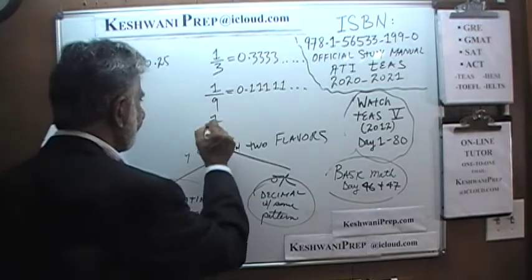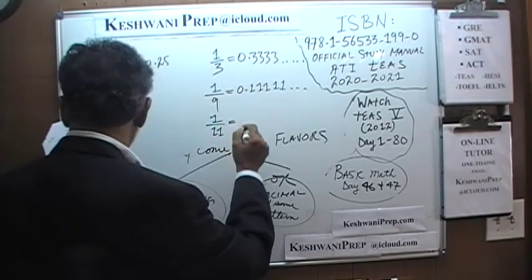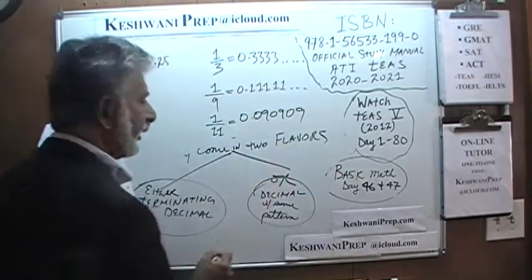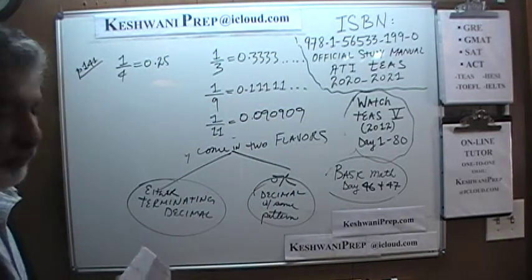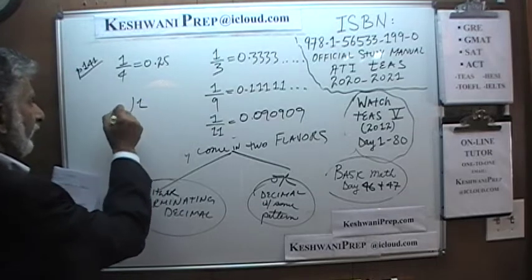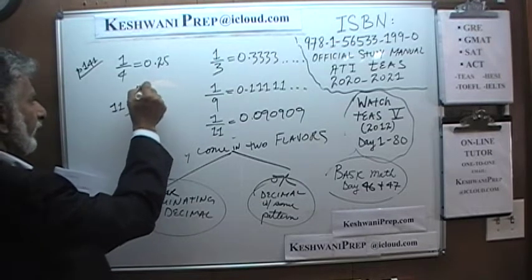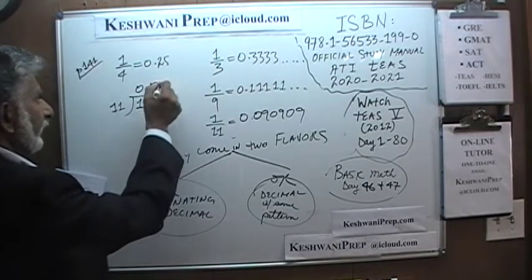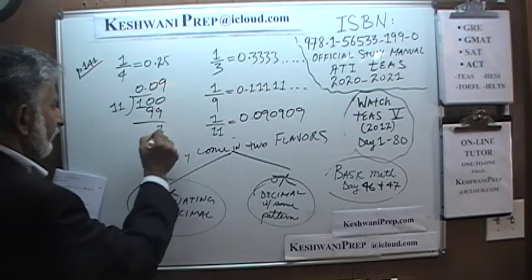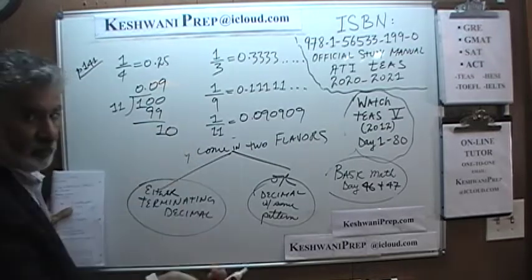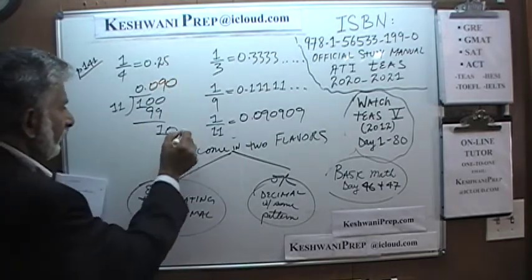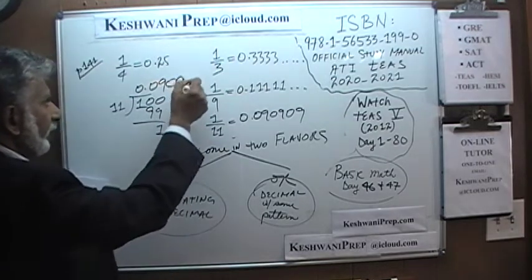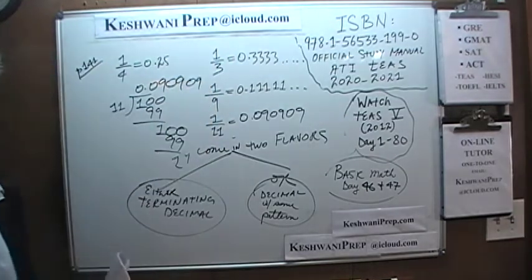Here's another example. 1/11. It would have a pattern, 09, 09, 09, forever and ever. If you were to divide 1 by 11, put a decimal, put a 0 there, we can't divide it. So you put another 0, it becomes 100. Then it goes 9 times 11 is 99, leaving a 1. You put a 0 there, it doesn't do anything. You put another 0, it becomes 100. Then 99, then 1, it just goes on forever and ever. 09, 09, 09, 09.